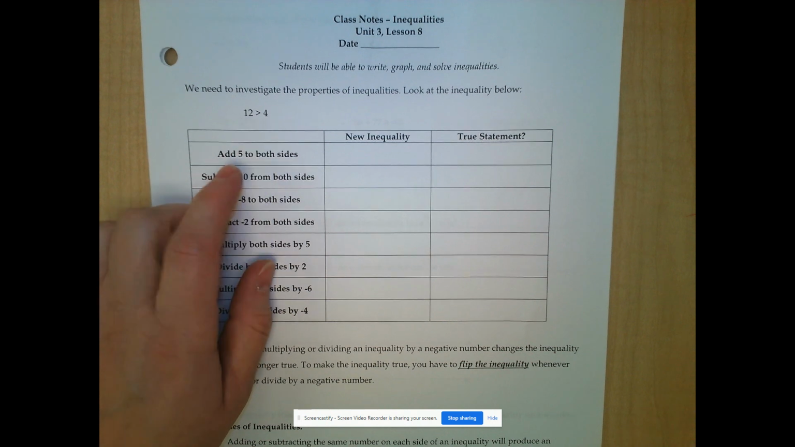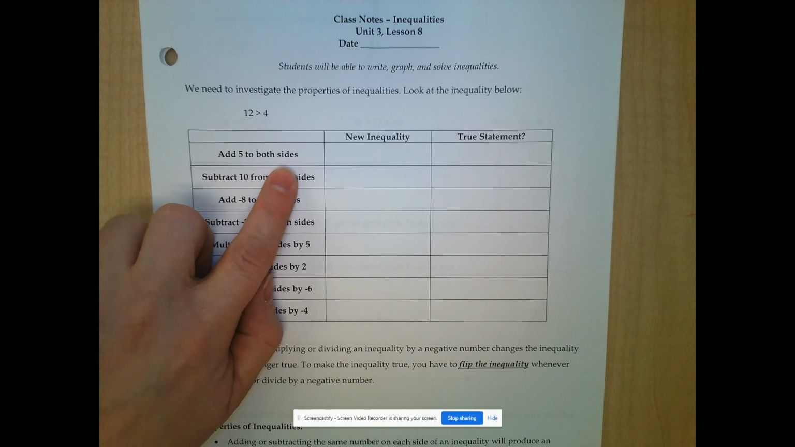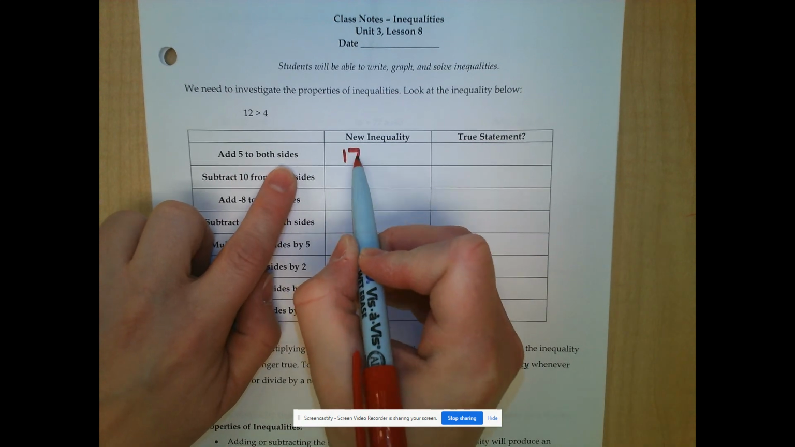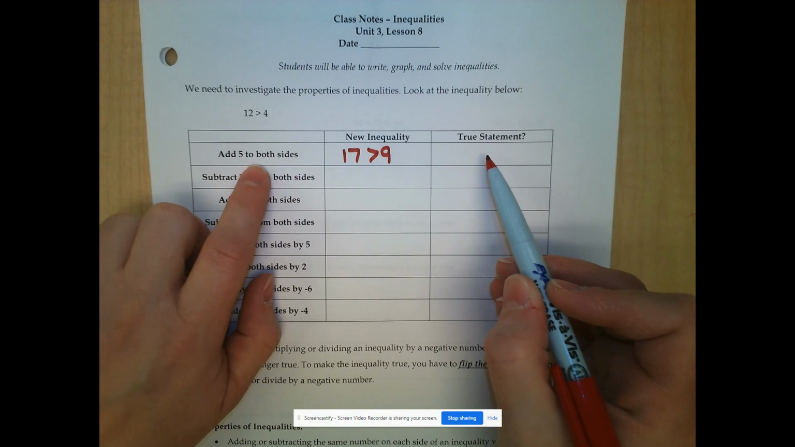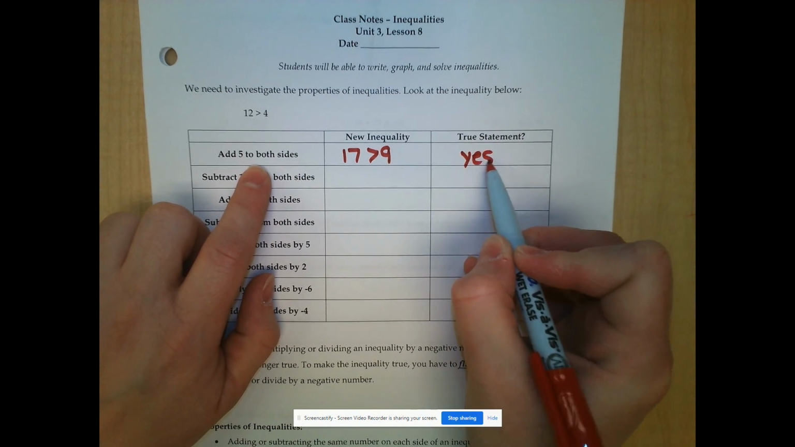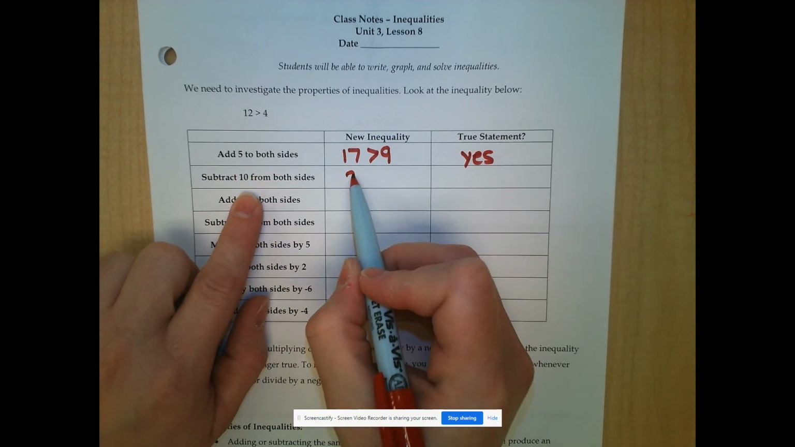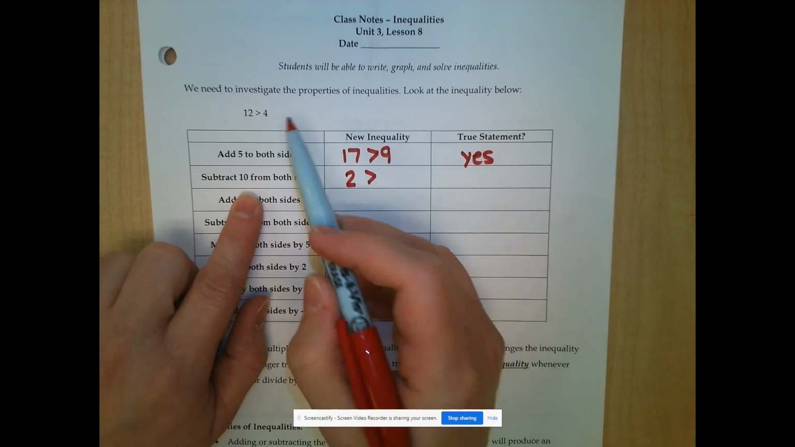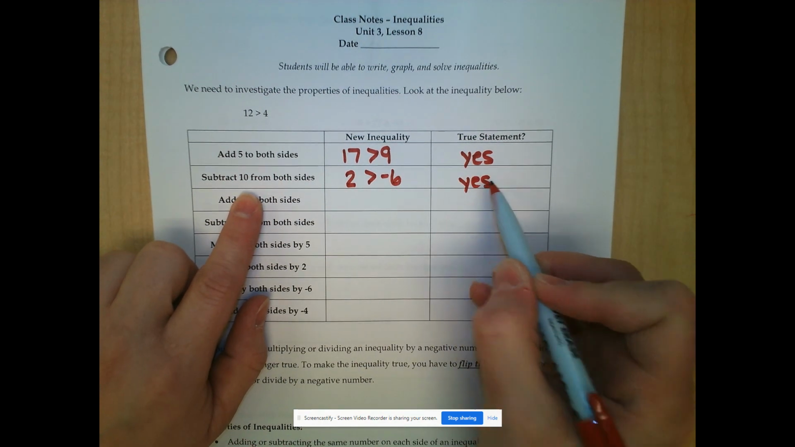What we want to do is look at what happens when we do things to that. So what happens if we add 5 to both sides? Well, I would have that 17 is greater than 9. Question, is that still a true statement? If I add 5 to both sides, is 17 greater than 9? And we would say yes. Subtract 10 from both sides. So 12 take away 10 would be 2. Is that still greater than 4 take away 10, which would be negative 6? And we would say yes, that is still a true statement.